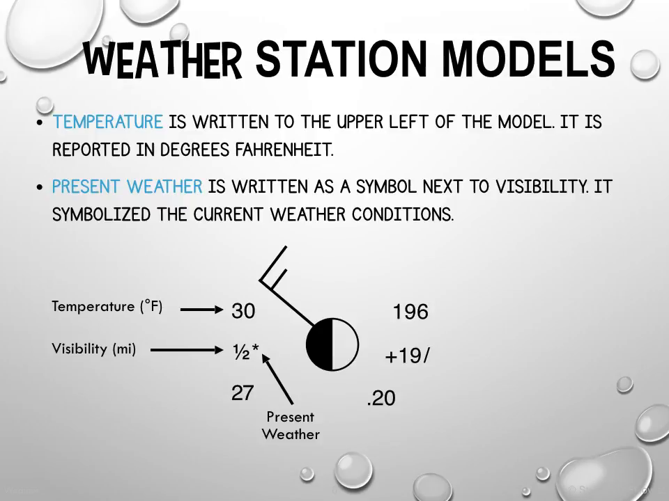Next we have temperature, which is written in our upper left-hand corner of the model, in degrees Fahrenheit. And then our present weather is also on the left side, and it's a symbol next to our visibility. Depending on the symbol, here we have a little asterisk or star, will depend on what type of weather it is. Now, how do we know that?